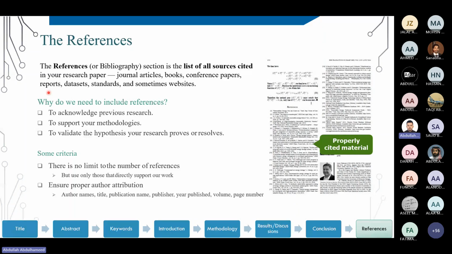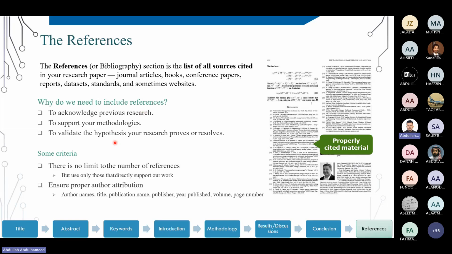So why do you need to include references? If someone asks you what the benefit of including references is, there are three benefits. First, to acknowledge previous research, because without that previous research, the things that you are doing now would not be possible. You are doing your research because you are actually standing on previous work by other people. So to acknowledge them, you need to cite their paper or their work.